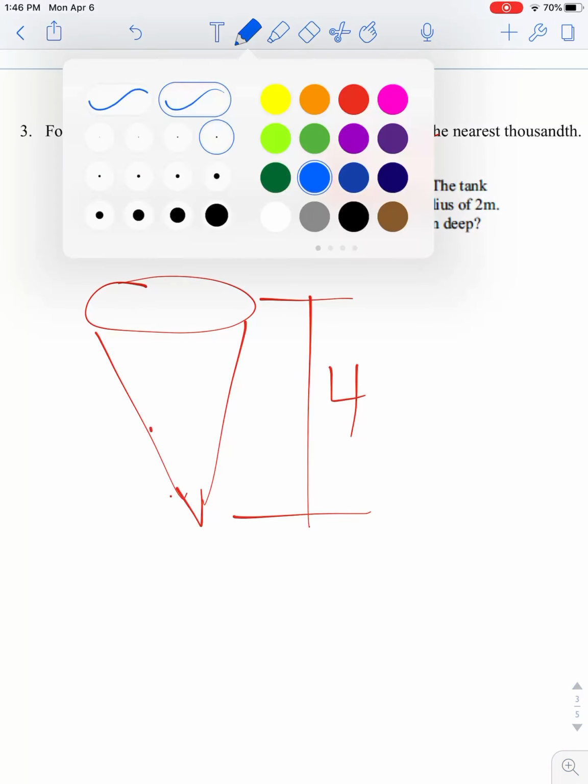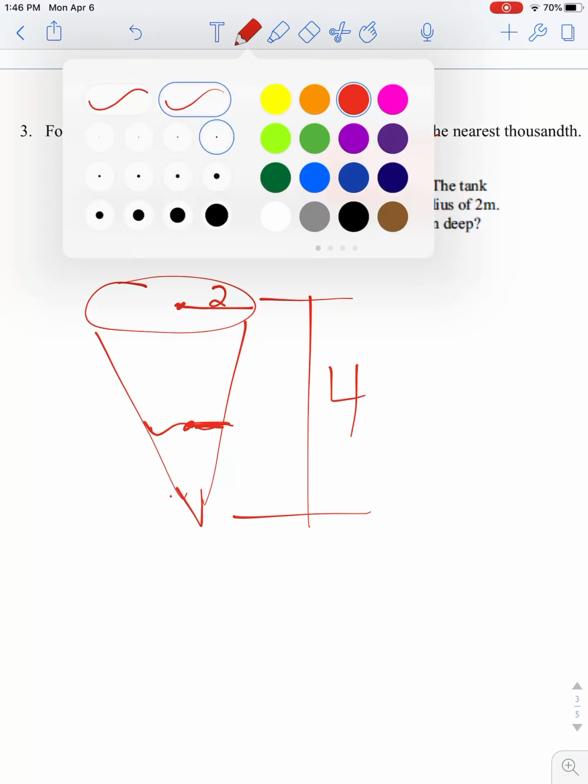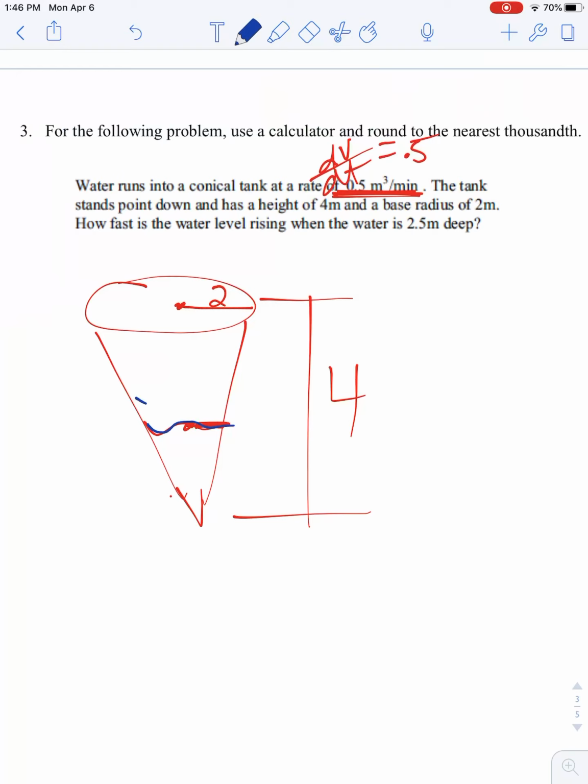The base radius of the container is 2. But right here, when the water level is here, that radius is not 2. It's going to change each time. How fast is the water level rising, which I'm going to call the height, because we're talking about this water level, so we want to know the height, which is that height there. So I'm going to say dH dt is what we're finding here.